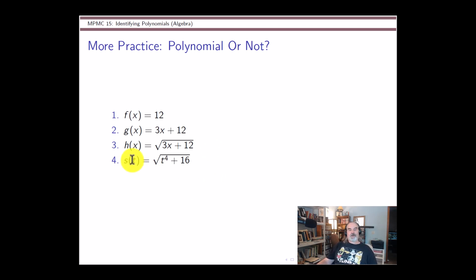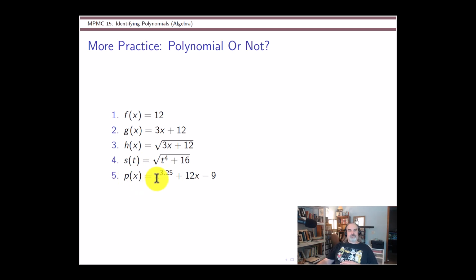Here's one. I've switched the variable from x to t and also named it s, but again, that's cosmetics. That doesn't matter. Square root of t to the 4th plus 16. So wouldn't that be t squared plus 4? Because the square root of t to the 4th is t squared, and the square root of 16 is 4. So that should be a polynomial, right? No. You cannot do the square root of the first term plus the square root of the second term. The square root doesn't break apart at the plus sign and separate into 2 square roots. It doesn't work like that. So this is what it is. It doesn't simplify any further. It is not a polynomial.